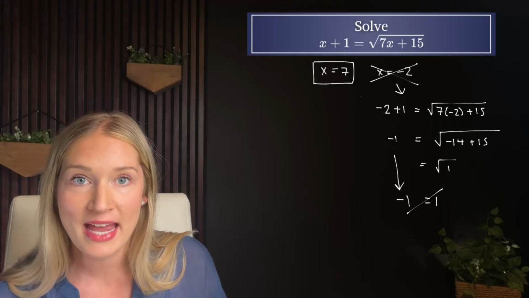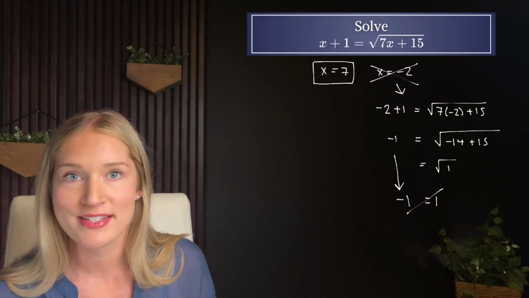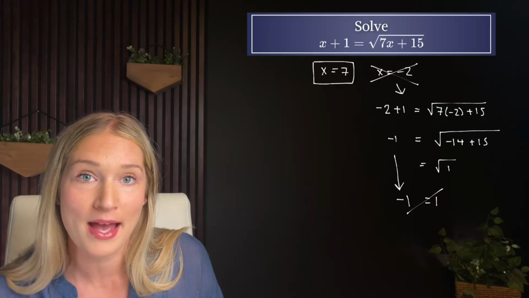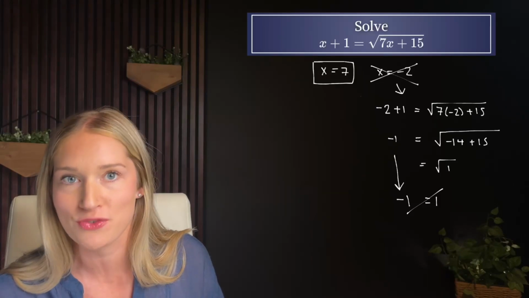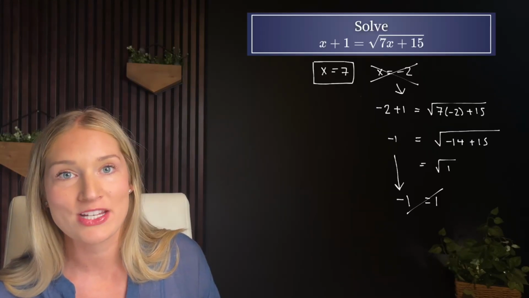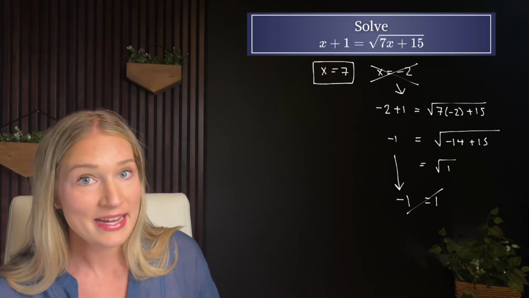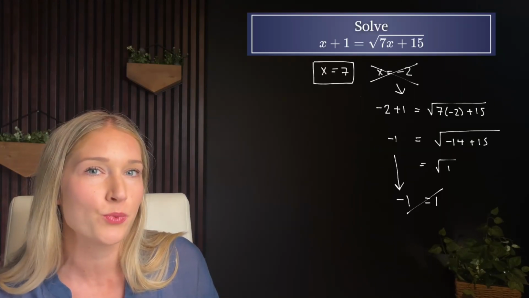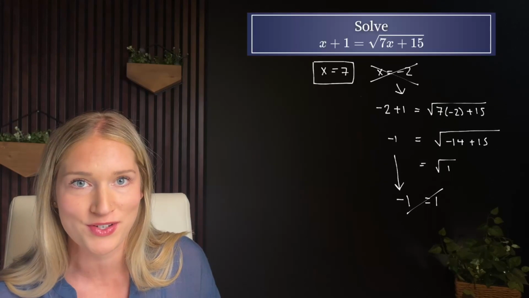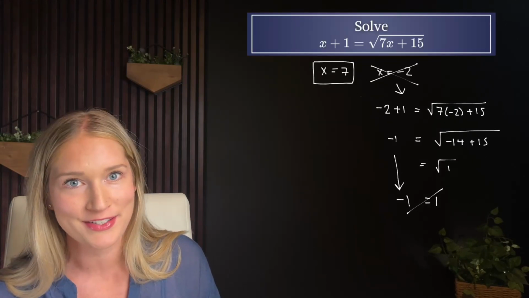We were able to get it as an answer, but our algebra doesn't take into consideration the fact that radicals have certain domain restrictions. So it's what we call an extraneous solution. It's an answer, but it doesn't actually work when we consider our domain restrictions. So our only solution here is x equals 7.